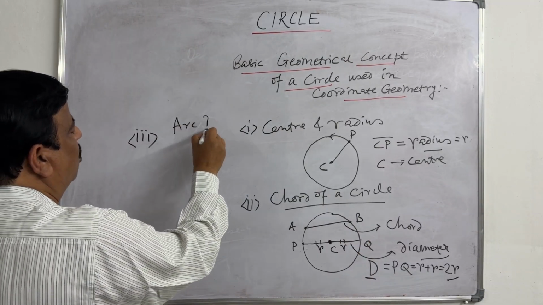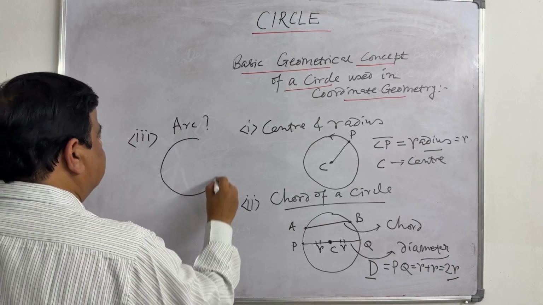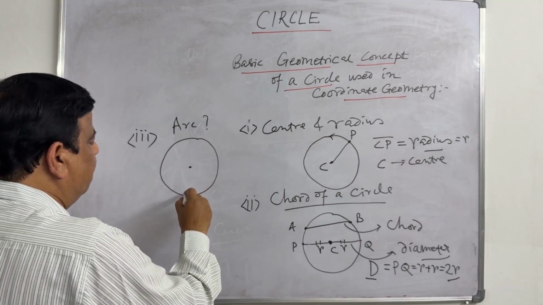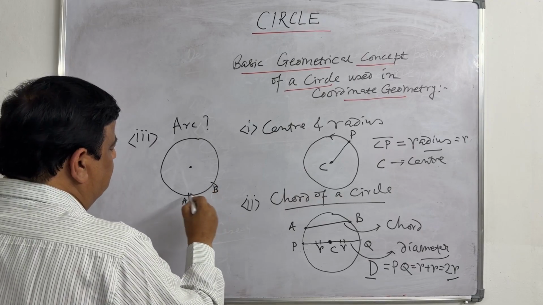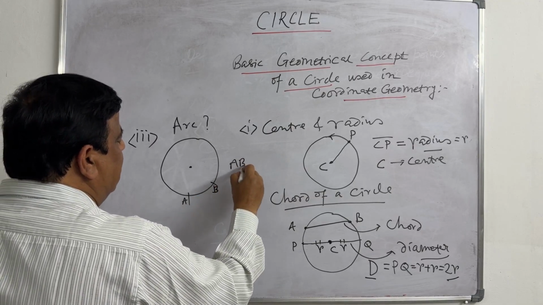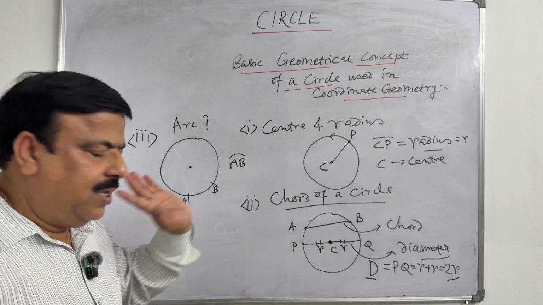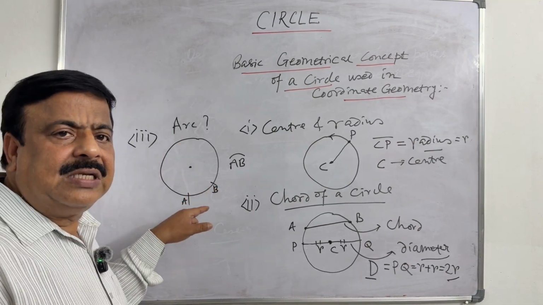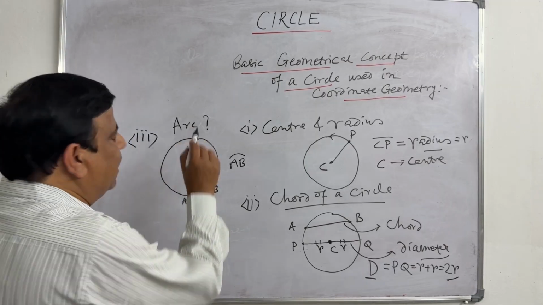What is an arc of a circle? Arc means in Hindi चाप. This is say any circle. Circumference का एक part होता है ना. Say this point is A and this point is B. So this AB forms an arc. Okay? So it is the part of this circle or circumference of the circle. So I think arc is clear.